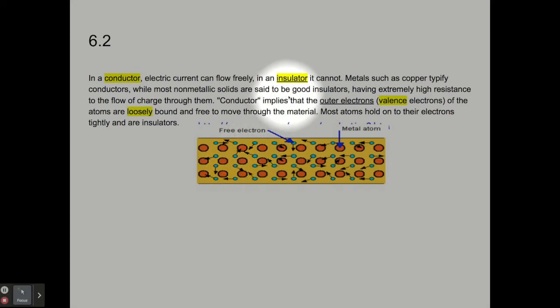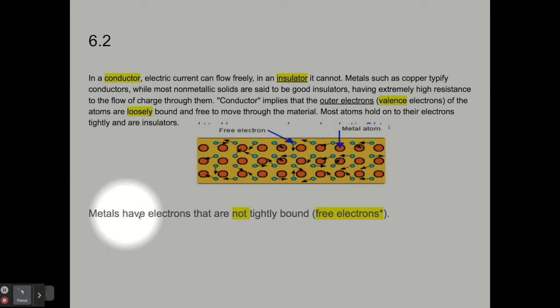Insulators cannot. Things like plastic, wood, glass do not conduct electricity. Therefore, that's why a lot of times your wires are typically wrapped in some type of plastic or rubber. So in summation, metals have electrons that are not tightly bound, free electrons. That's not totally true.